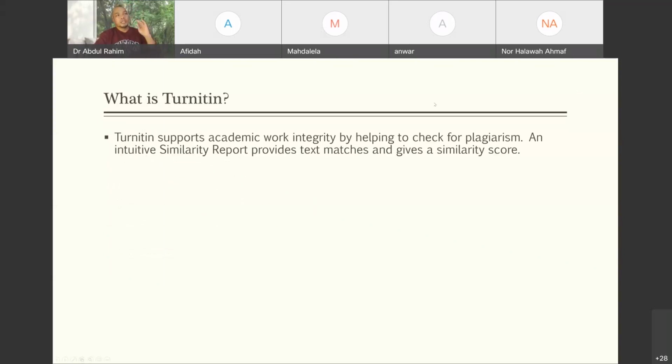So what is Turnitin? Turnitin supports academic work integrity by helping to check for plagiarism. The main word here is integrity. So we have two words here, integrity and plagiarism. Integrity must be instilled from university life, for all the students, before they go out to real-world work. One of the forms of integrity is the assignments.